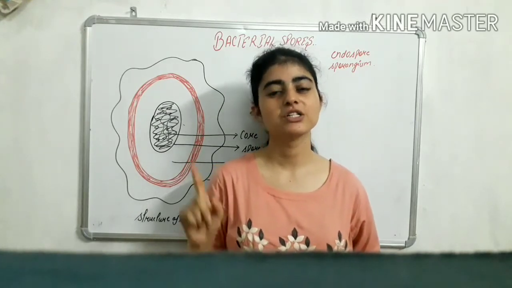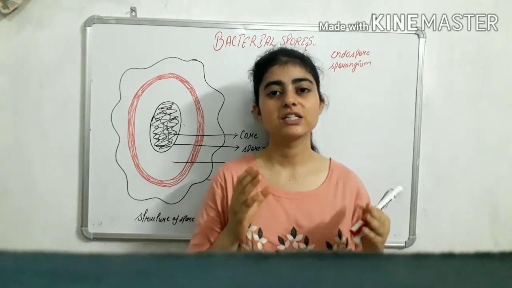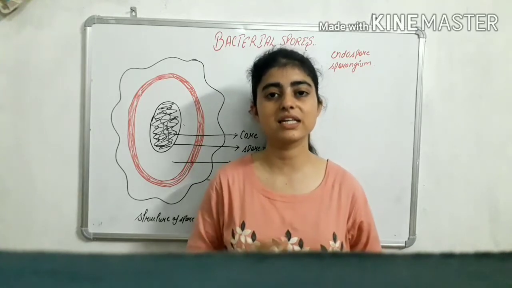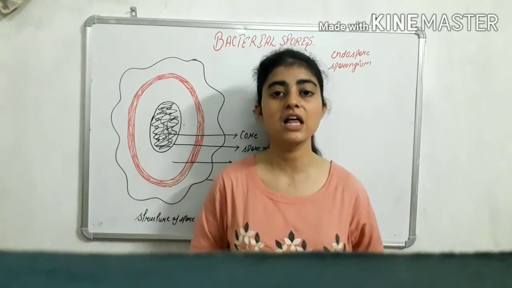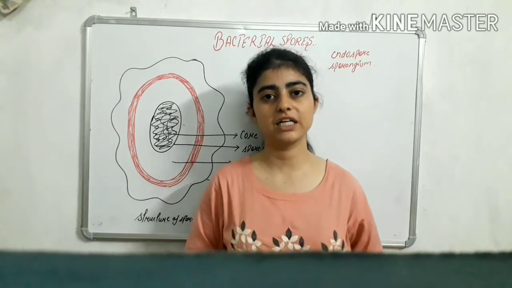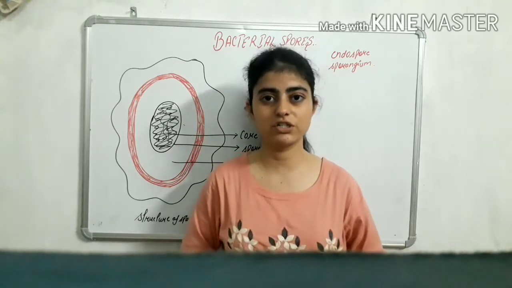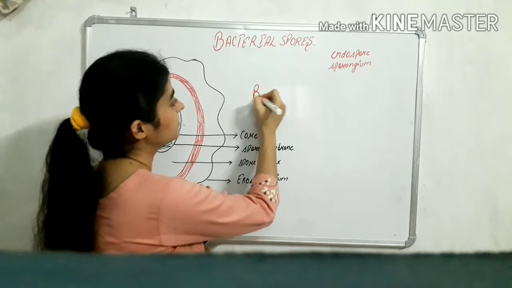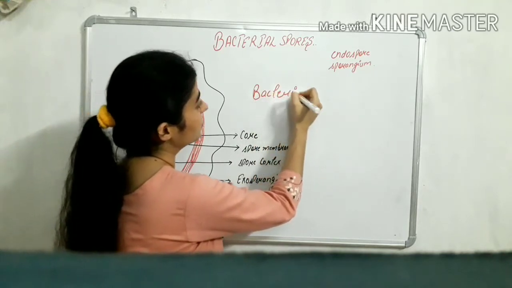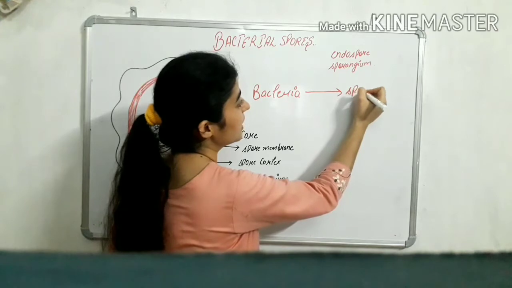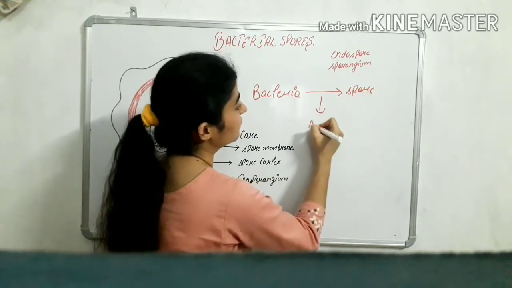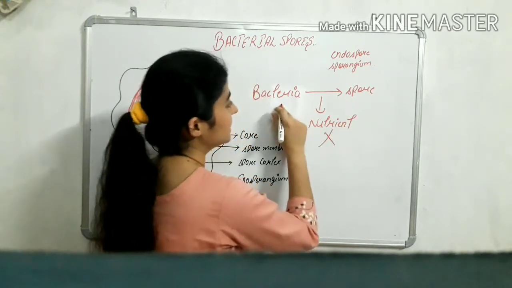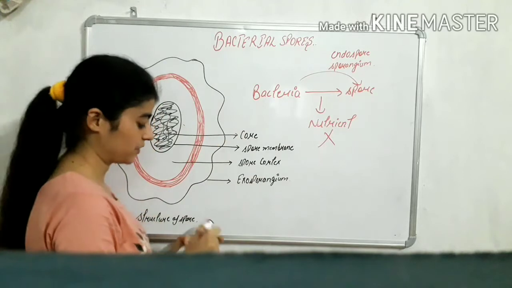The bacterial spores. So first thing is, what are spores? The spores are the resistant form. They are the dormant, inactive stages of the vegetative cell which are formed during unfavorable conditions, like during depletion of nutrition. For example, bacteria will convert into spores when the nutrition is depleted.